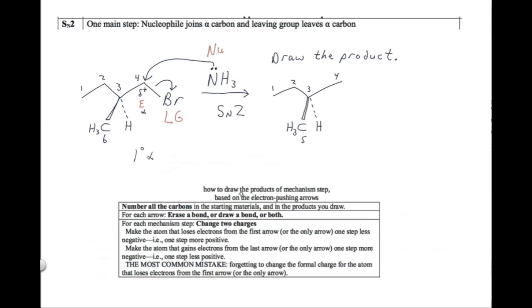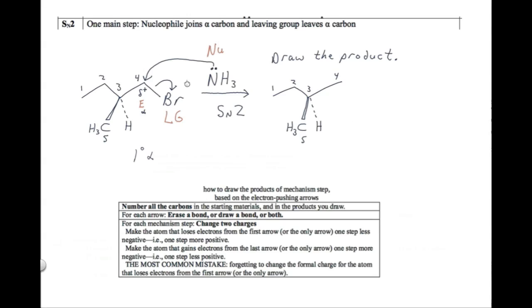Now, here are some actions that we should take whenever we're drawing the products of a mechanism step based on the electron-pushing arrows. As we've seen, we should always number all the carbons in both the starting materials and the products. I've gone ahead and done that. Oh, was I consistent about that? Let's see. For some reason I numbered this carbon as carbon 6. I guess it would make more sense to call this carbon 5. And then this would be carbon 5. All right, I guess those would be better numbers. Make sure your numbers are consistent in your two pictures.